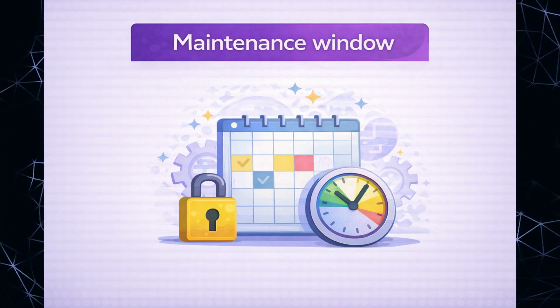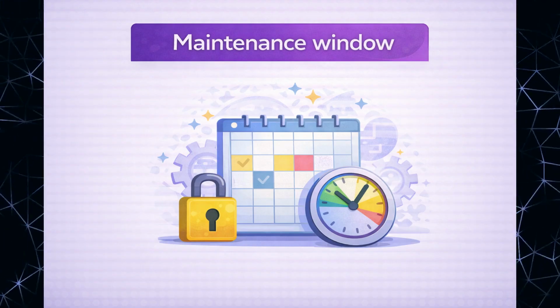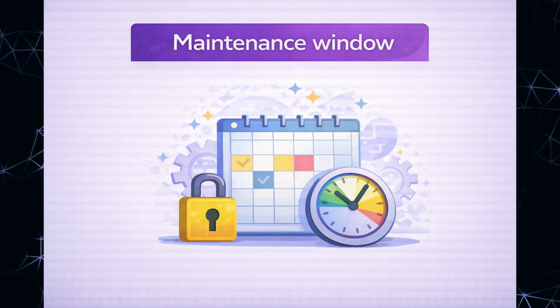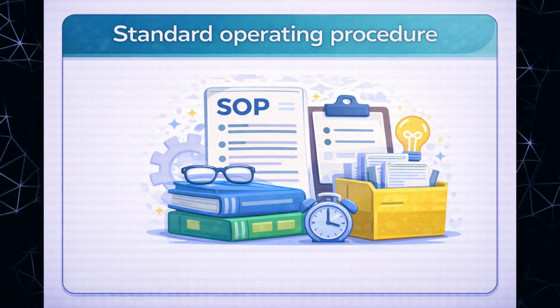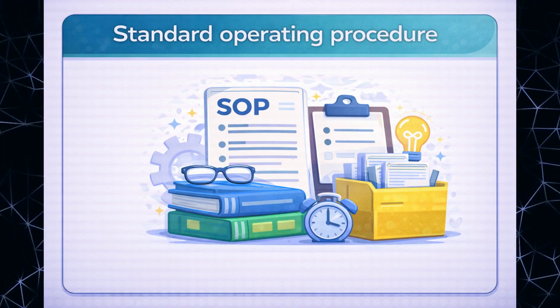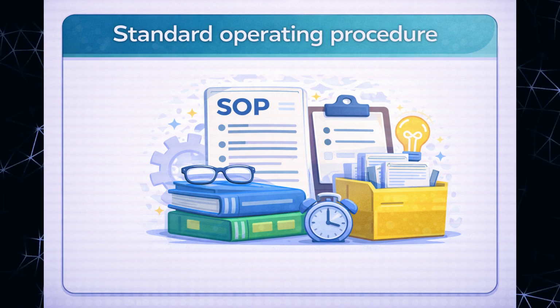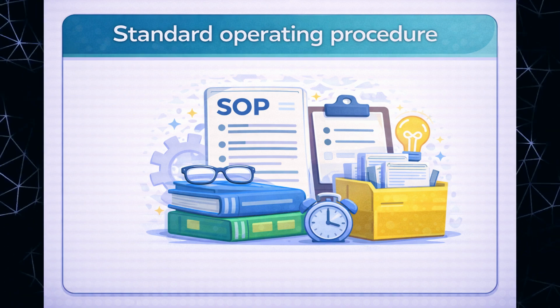Then we have the maintenance window. This is a scheduled time, usually during low usage, to apply changes with minimal impact and reduced risk. Finally, standard operating procedures, or SOPs. These ensure that all changes follow consistent and approved steps, reducing human error and maintaining security.